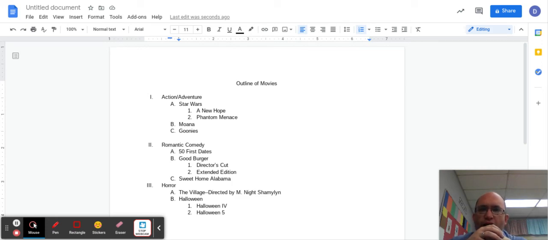Now, you can make outlines, it goes on from there. You could do the next one after numbers or Arabic numerals is lowercase letters, and then lowercase Roman numerals, okay? The outlines can get really detailed. Right now, 8th grade, you're not going to have that detailed of an outline. But this is going to be kind of your outline.